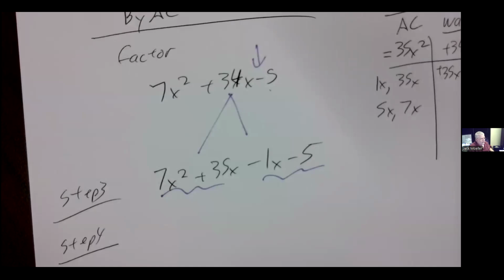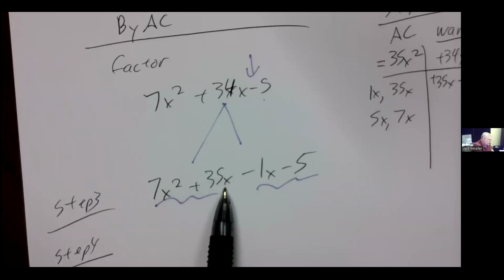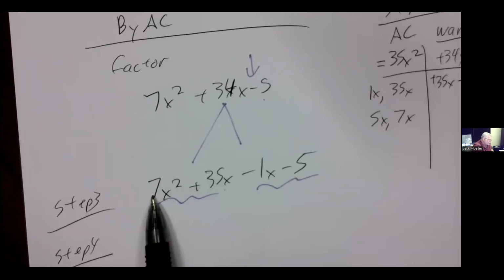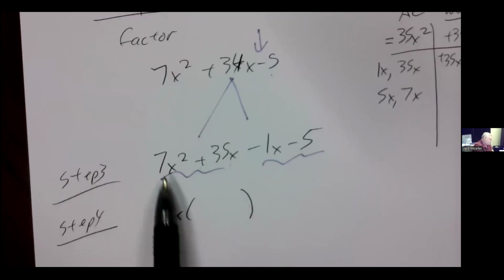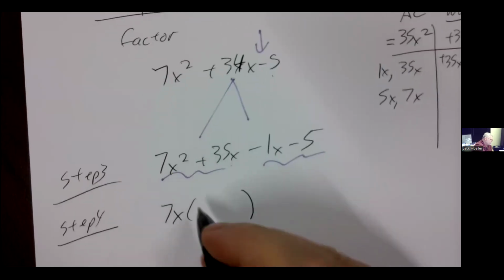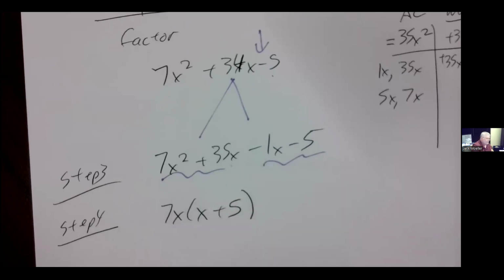So we're going to do GCF factorings on the first pair and the last pair. So what's common there? They both have an x. 7 goes into both of them. So 7x is our GCF. Divide that by 7x, we have an x left. 35x divided by 7x gives us a plus 5.